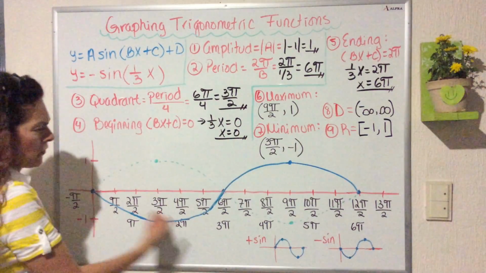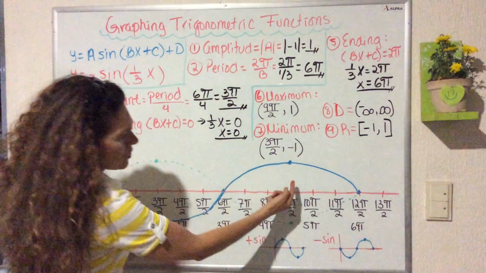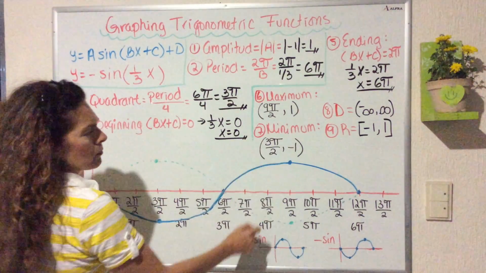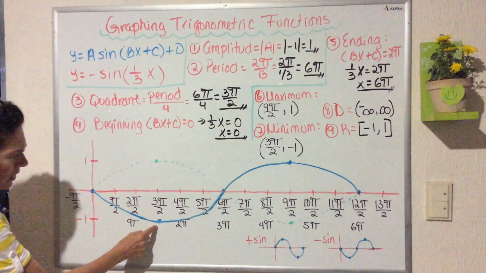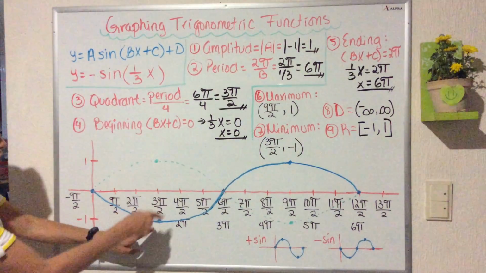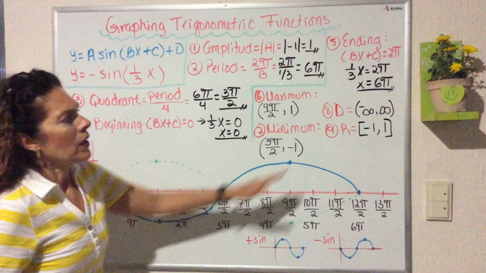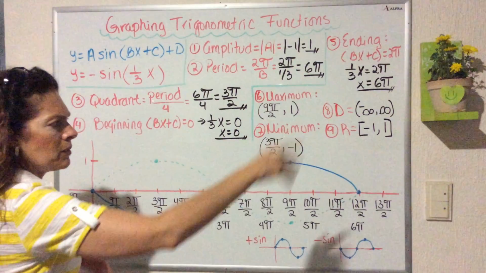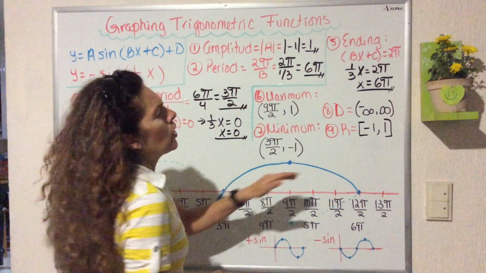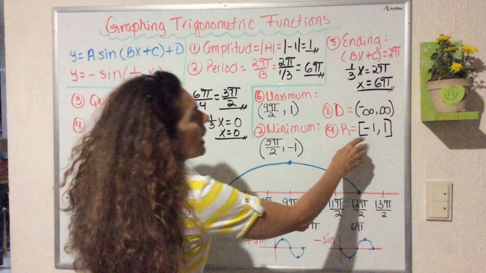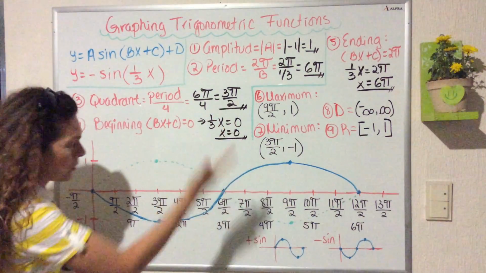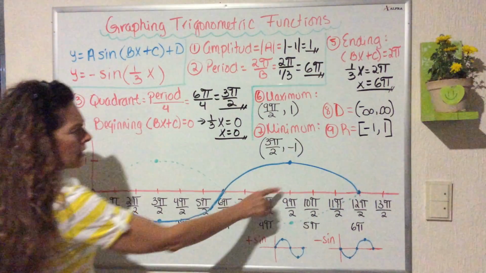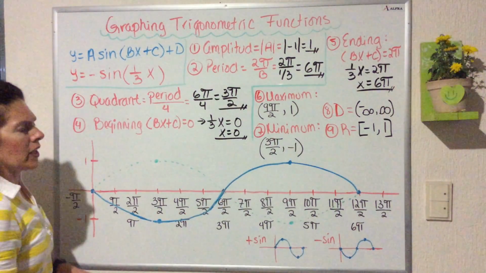The maximum of this graph is this one, so we are going to write 9 pi halves, comma, 1, positive 1. And the minimum is this one, so we are going to write 3 pi halves, comma, minus 1. The domain, as I was telling you yesterday, is from negative infinity to positive infinity, because the waves continue on both sides to the infinities. And then the range from the bottom to the top. So it starts here at minus 1 in y, and it ends here at 1 on the y-axis.